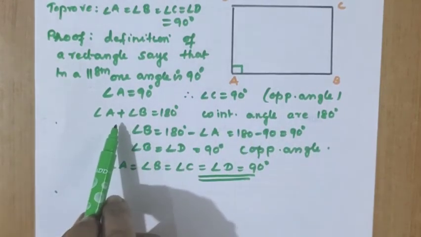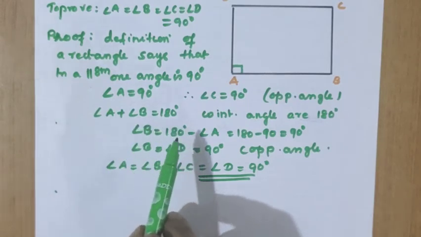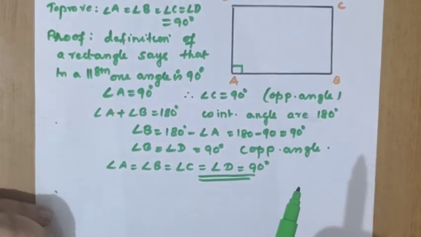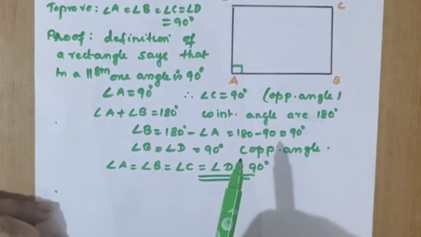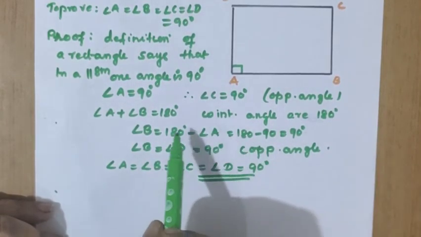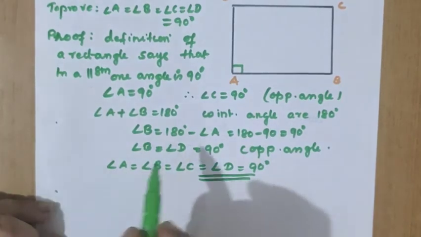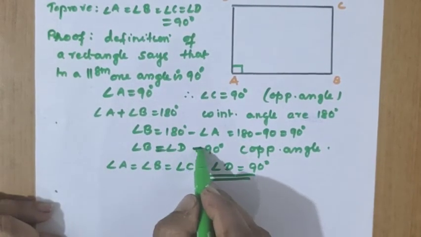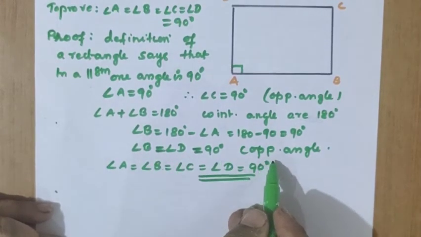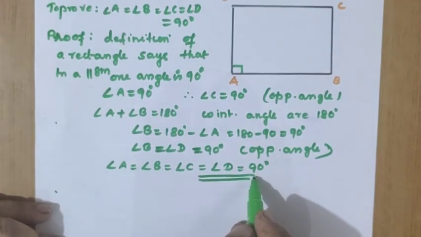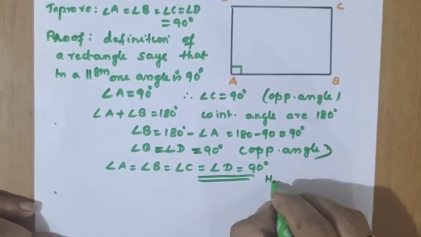Now what is the next concept we can go for? Angle A and angle B's sum is 180 degree because co-interior angles are 180 degree. Here it is a rectangle, we told. All the rectangles are special types of parallelograms only, so all the properties we can use. So A plus B equal to 180 degree means angle B is equal to 90 degree. Next we can use the same concept: opposite angles are equal. So angle B and D are equal, therefore both equal to 90 degree. That means angle A equal to angle B equal to angle C equal to angle D equal to 90 degree. So we can say that each angle of a rectangle is a right angle. So all the angles 90 degree, hence proved.